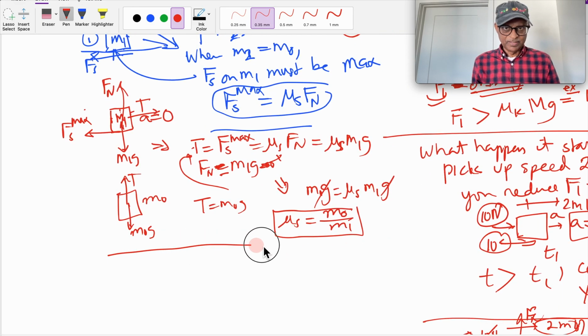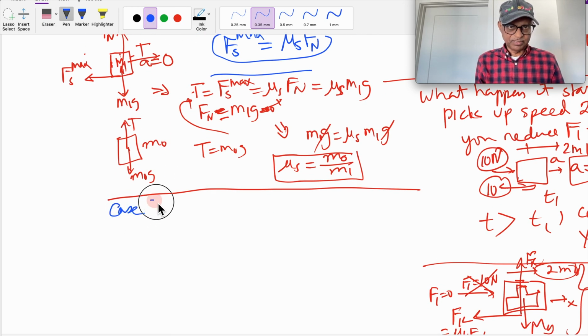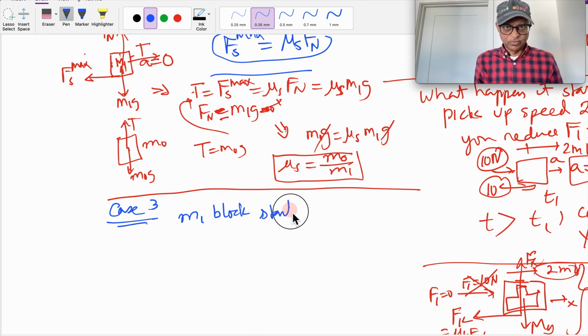Okay, so case 3, the final case, promise. Case 3 is when the M1 block starts to slide.